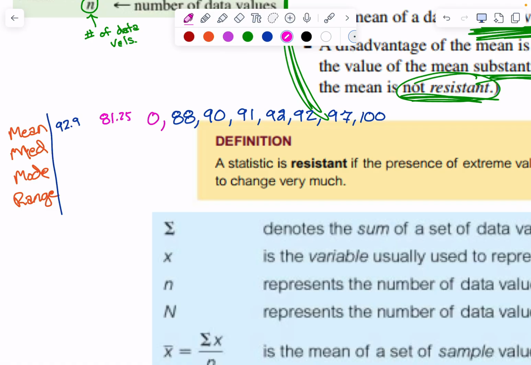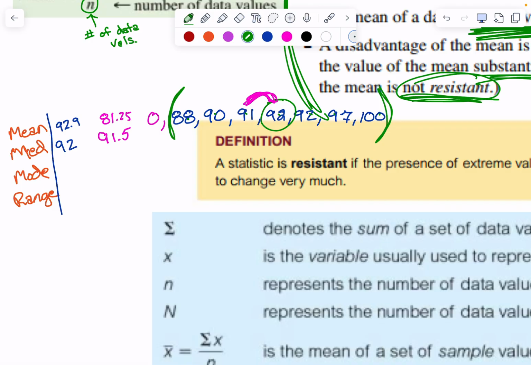Okay, the median, the middle number, right? There are 7 values, 1, 2, 3, 4, 5, 6, 7. The middle value will be a 92. The median is a 92, okay? Now, if I put that 0 in there, now what becomes my median? Now I have 8 numbers. How do I find a median with 8 numbers? I have 2 middle numbers, so I average them. So my median goes from a 92 to a 91.5. Lots of change? Not lots of change.